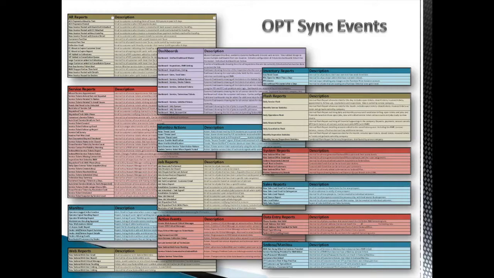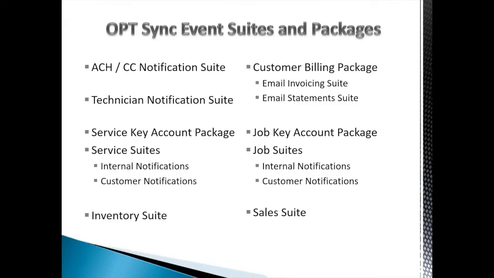The best option here is really just go ahead and take a look at our website. That's optbusinessservices.com. And there's a lot of information up there about the different types of events and some samples and things like that that we have available, including some special pricing for suites and packages. Those are groups of notifications that we usually give a discount for the package. Our email invoicing is an example of that, where we include several different notifications with that suite.